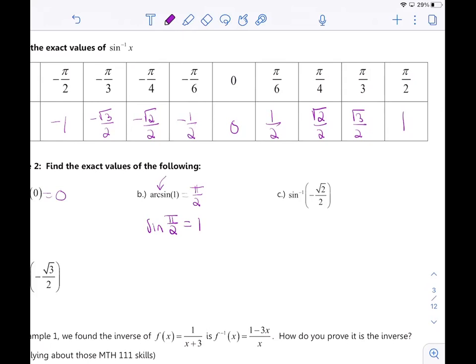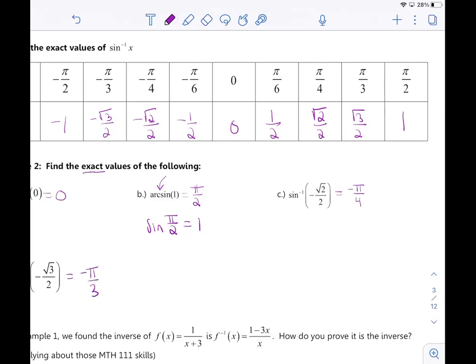We're swapping them. What angle for sine produces negative root 2 over 2? Okay, that's here. So my angle is negative pi over 4. All right, and then how about D? Inverse sine of negative root 3 over 2. That is going to be angle negative pi over 3.